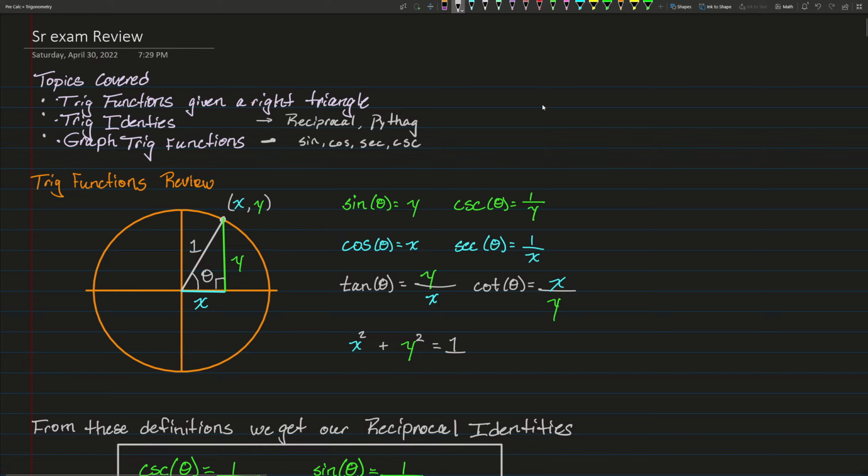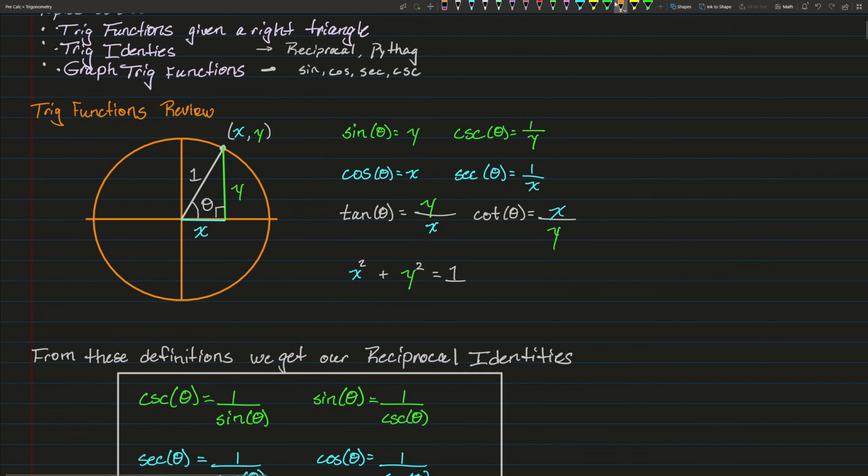Then trig identities. I'm going to go through how those trig identities actually come up, and then I will solve some. And then graphing trig functions: graphing sine, cosine, secant, and cosecant. So, trig functions. If we know this stuff right in the middle of your screen, you're able to get every single thing I'm about to go over. So the better you understand the unit circle, the better your understanding is going to be of all of this stuff moving forward.